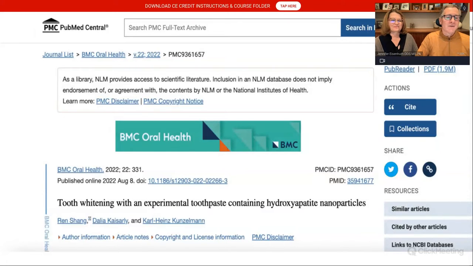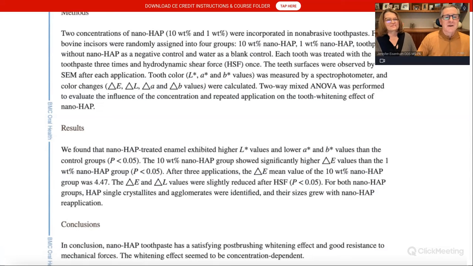This was a clinical study released fairly recently, in August, last summer of 2022. They tested nano hydroxyapatite at 2 concentrations. It's an interesting read. This is the summary of it: they tested 1% nano hydroxyapatite against 10%. Surprise, surprise, 10% performed pretty well. However, the 1% concentration didn't provide a lot of whitening. But I think this is just another ancillary benefit.